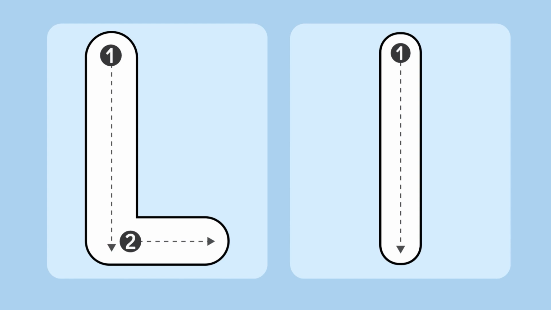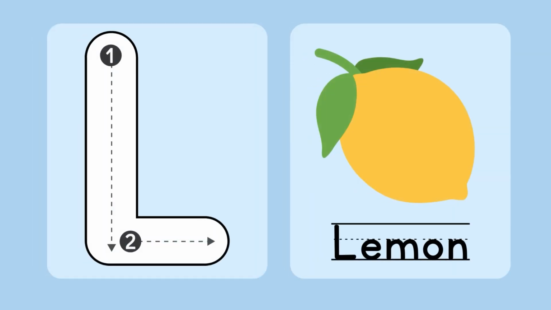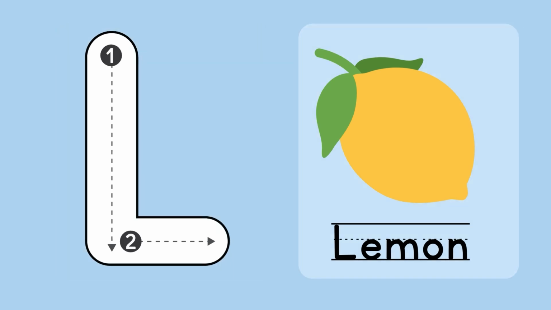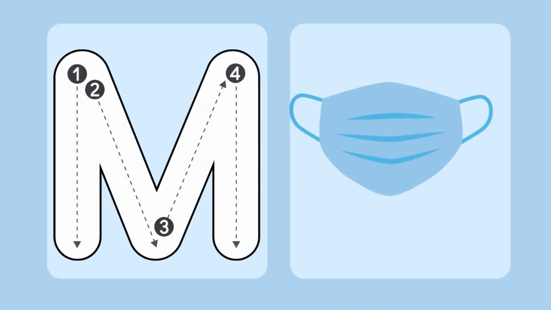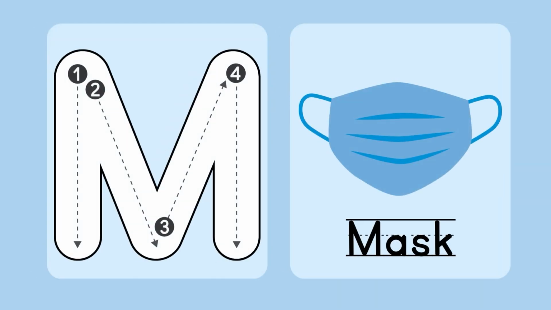Follow the number to write the letter. L for lemon. Follow the number to write the letter. M for mask.